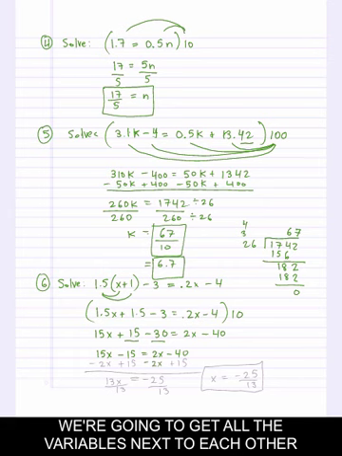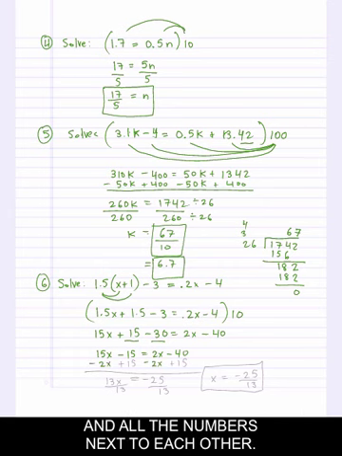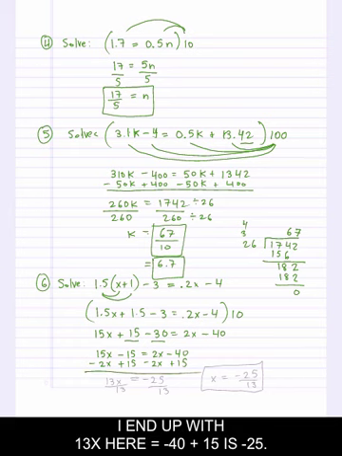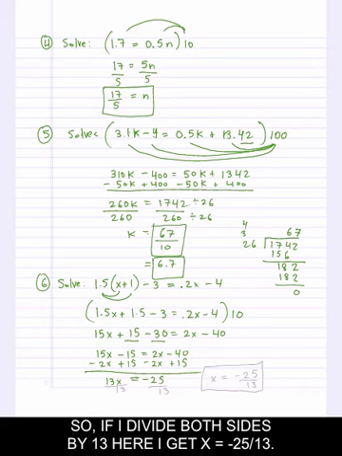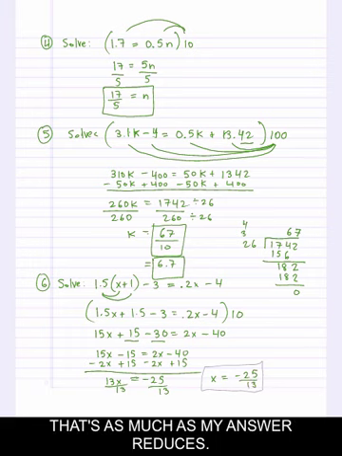We're going to get all the variables next to each other and all the numbers next to each other. I end up with 13x here equals negative 40 plus 15 is negative 25. So if I divide both sides by 13 here, I get x equals negative 25 over 13. That's as much as my answer reduces.